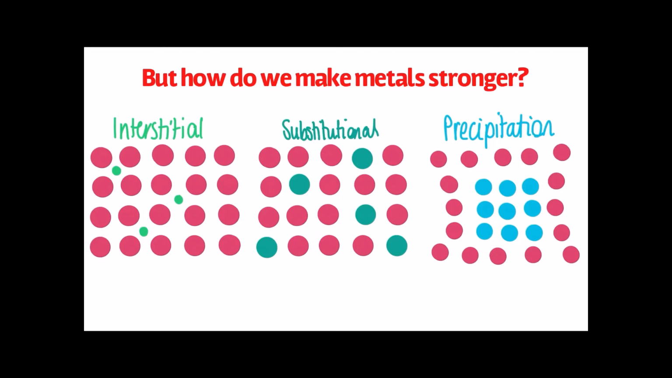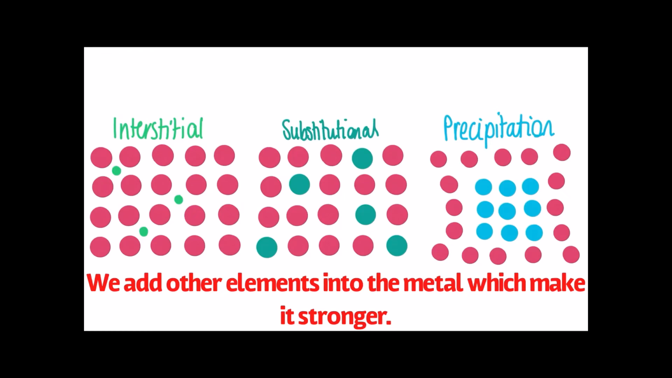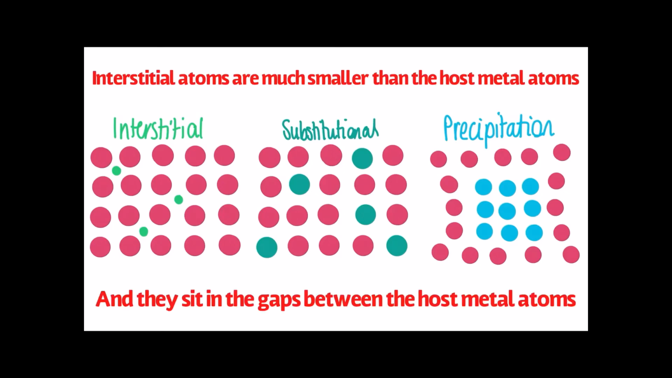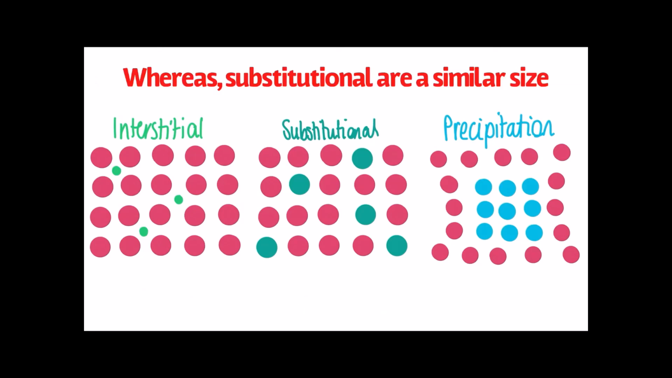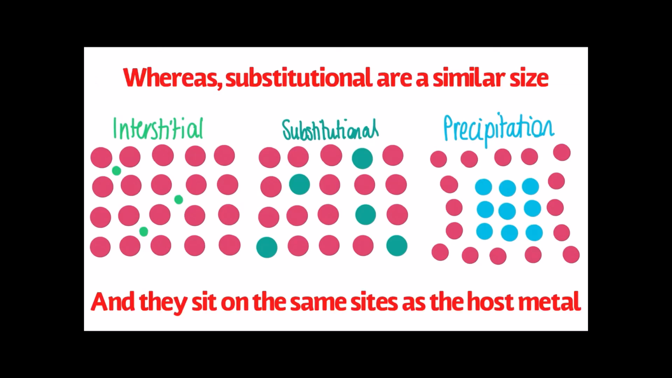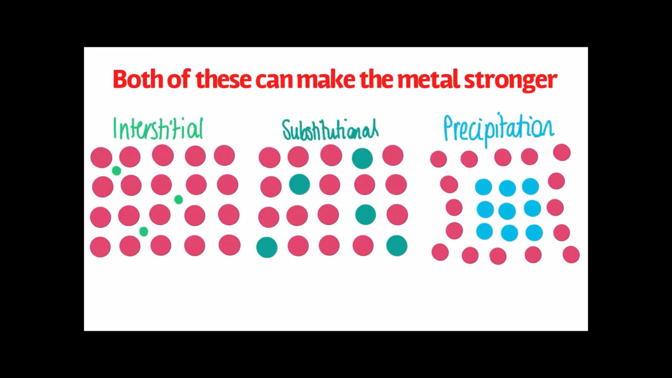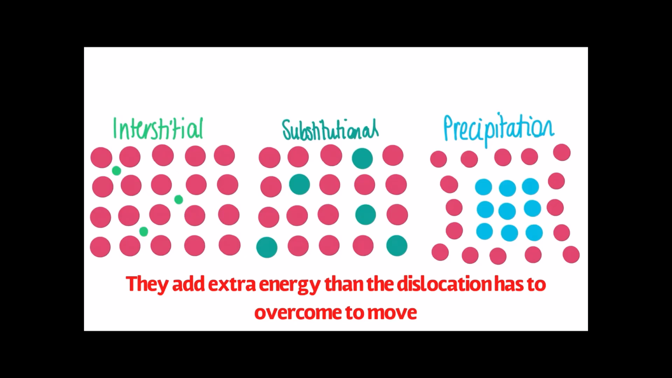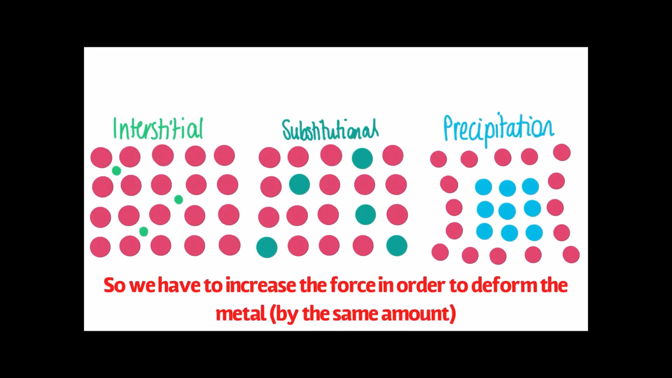But how do we make metals stronger? We can make alloys. We add other elements into the metal which make it stronger. These elements can be interstitial or substitutional. Interstitial atoms are much smaller than the host metal and they sit in the gaps between the host metal atoms, whereas substitutional are a similar size and they sit on the same sites as the host metal. Both of these can make the metal stronger because they stop dislocation motion from happening as easily. They add extra energy that the dislocation has to overcome to move, so we have to increase the force in order to deform the metal.